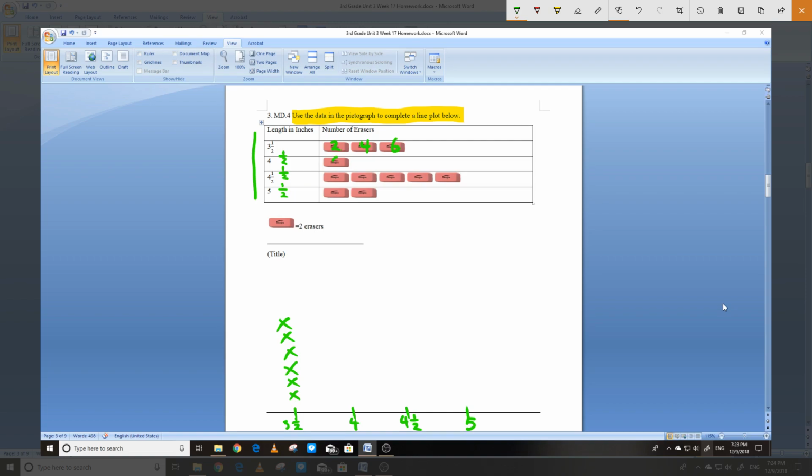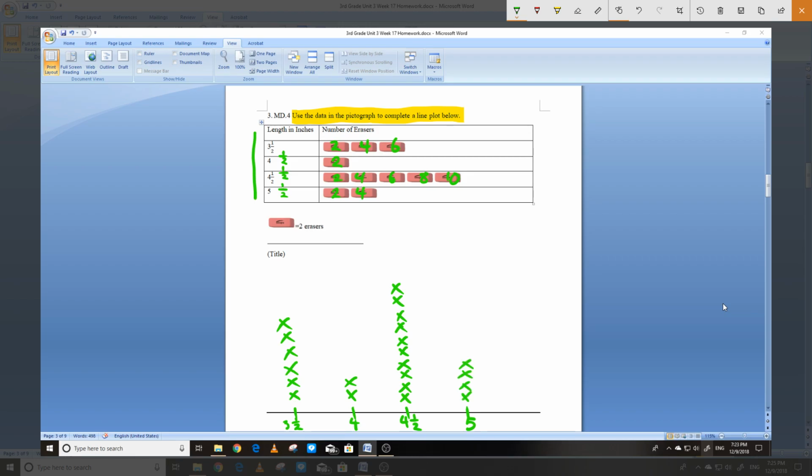Okay. Second one, I only need to draw two. 1, 2. For the third one, I need to draw 2, 4, 6, 8, 10 X's. 1, 2, 3, 4, 5, 6, 7, 8, 9, and 10. Last one, draw 4, 2 and 4. 1, 2, 3, 4. Okay?